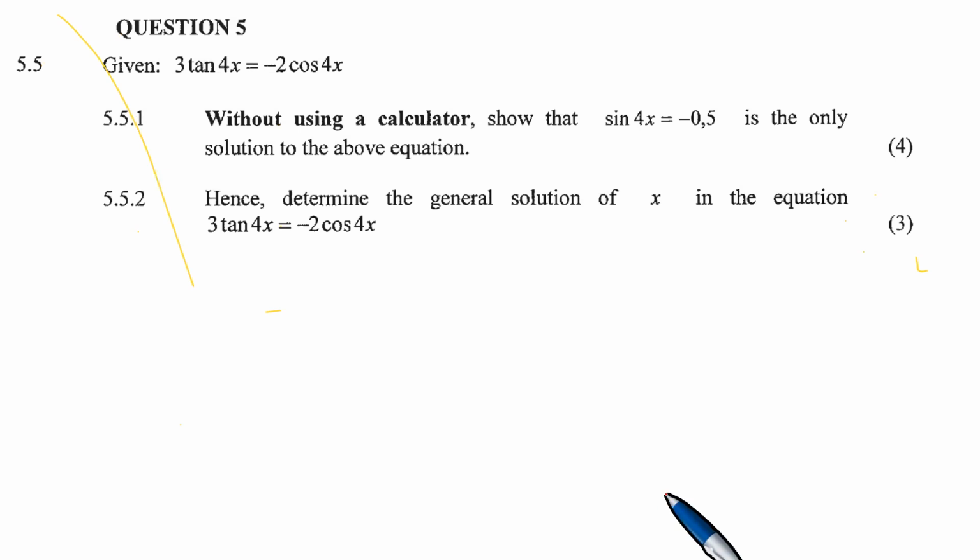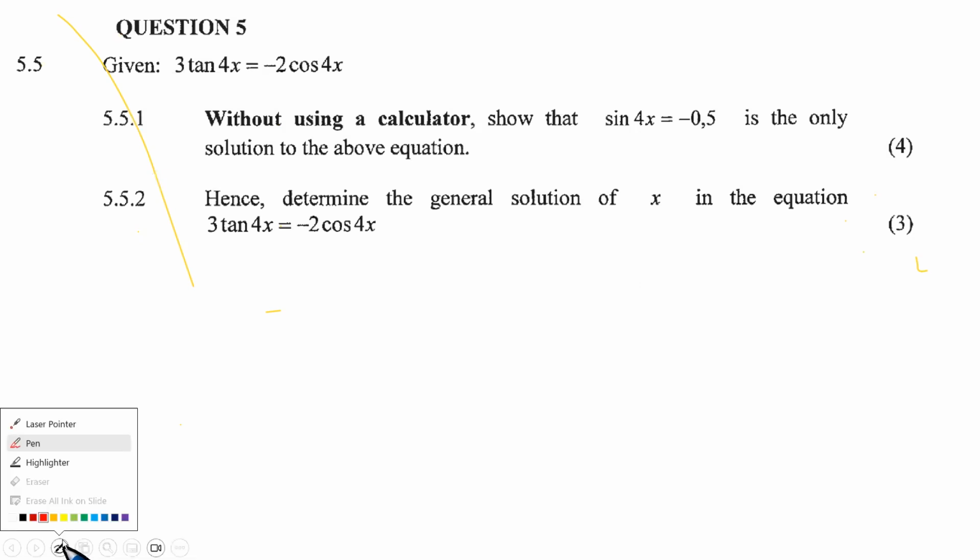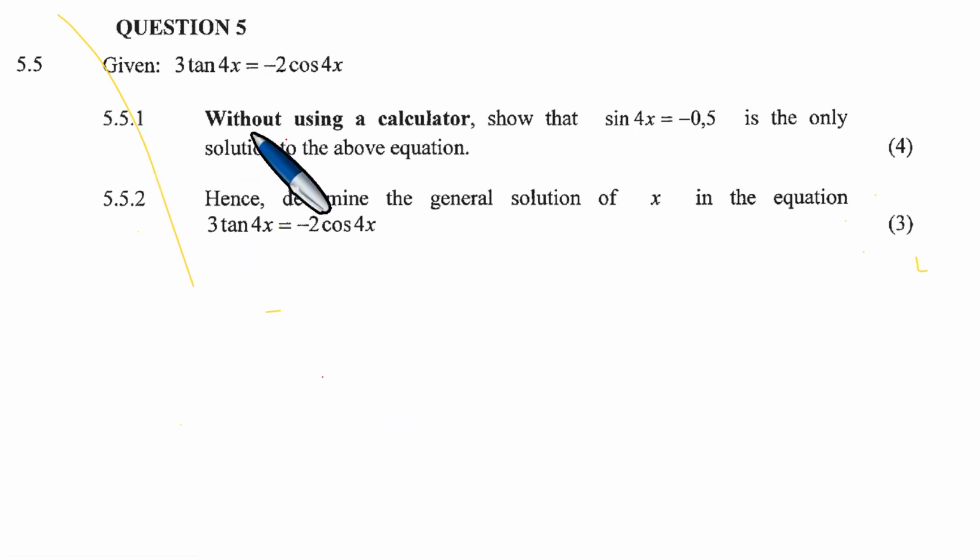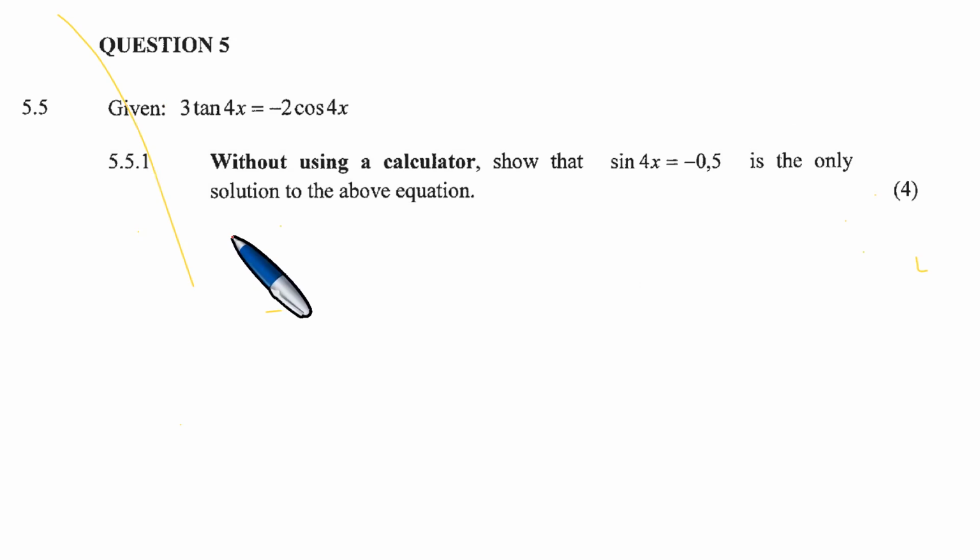Right, so in view of the next question, we continue, and we want to solve this particular one. In 5.4, they're effectively saying, without using a calculator, show that sine 4x equal to minus 0.5 is the only solution to the above equation. Let's show that for 4 marks.